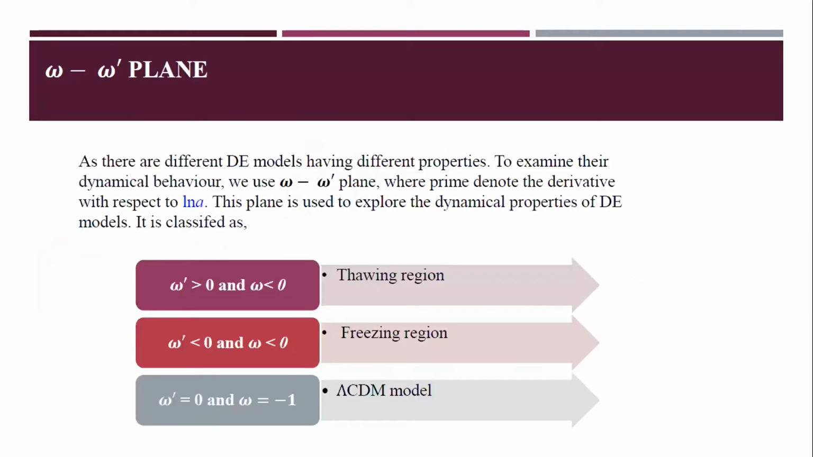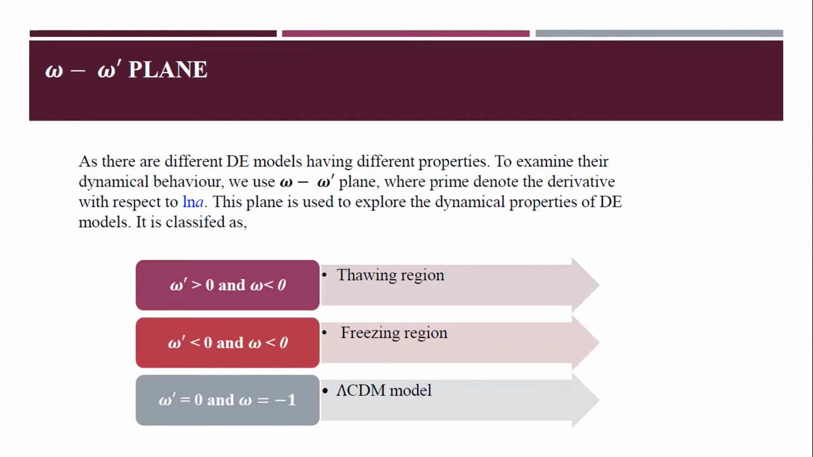So in order to explain cosmic acceleration in another way, or in order to describe or distinguish different dark energy models which are present in the literature, we can use the tool omega-omega prime plane. Omega prime represents the evolution of the equation of state parameter with respect to the natural log of a. This is basically a standard parameter to describe the different phases of the universe.